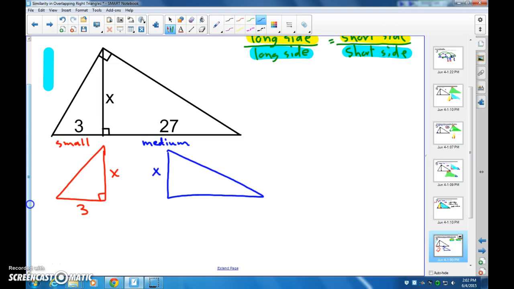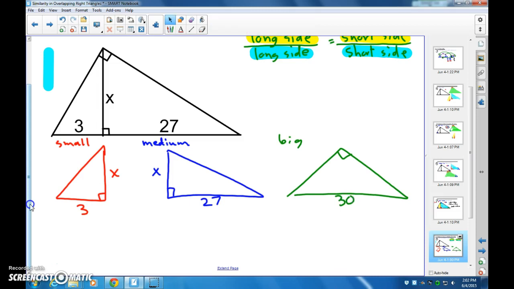That is x and 27, the right angle. And I have the large triangle, or the big triangle, which is something like this. Notice how I orient them the same way. You actually know one thing about the big triangle. You know the hypotenuse is 30 because it's 3 plus 27.